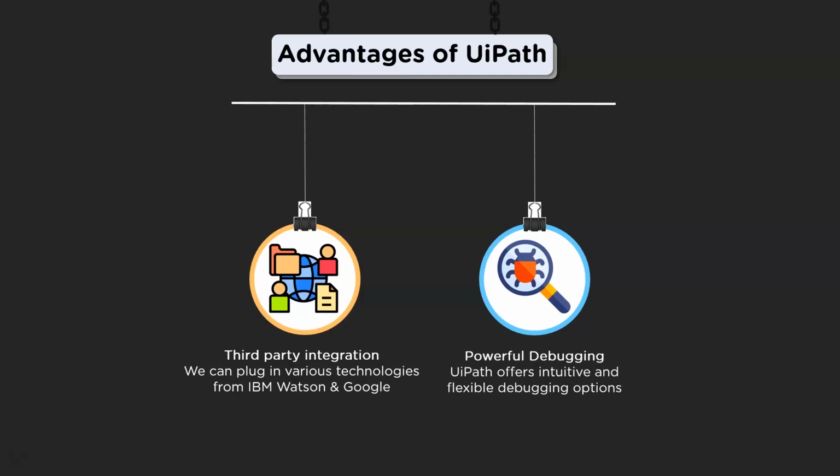Then we have powerful debugging. UiPath Studio comes with a debug component that helps find and locate problems easily in complex workflows. This is useful for viewing the execution of each activity to verify what data it gets and if there are errors in producing outputs.